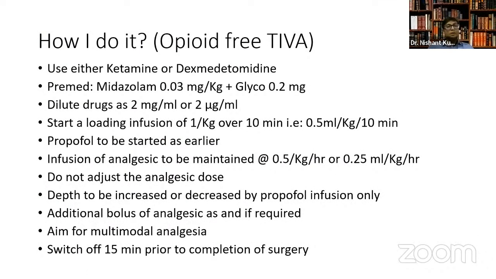Right. So that is how I use it. I do not usually touch the analgesic dose. And depth is either increased or decreased specifically by propofol infusion. Now, if in spite of going to the maximum Cp or Ce, I feel that the hemodynamics are going haywire, I increase the analgesic dose a bit, but usually that is not required. And obviously a bolus can be given, and you give multimodal analgesia. If you've given regional, 0.5 milligram or 0.5 microgram per kg per hour are usually more than sufficient.